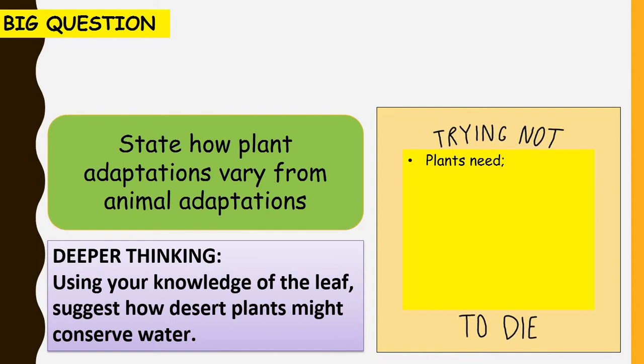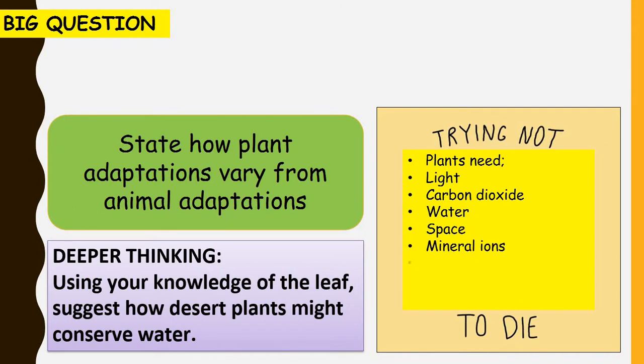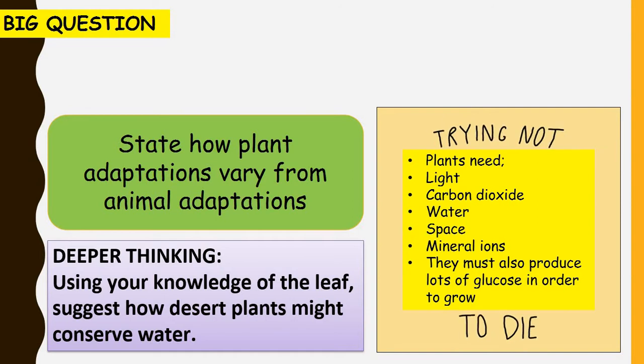And into this first statement, so really we're thinking about what do plants need? Plants and animals are adapted in various ways depending on the demands of their environment and what they require to survive. So we can think about the different adaptations a plant will have depending on what the plant needs. And of course, plants need light, carbon dioxide, water, space to grow, mineral ions, and they must also produce lots of glucose in order to grow. Of course, plants are producers. They make their own food, using energy from the sun in photosynthesis to make their own glucose. And that glucose is used for growth and for building other molecules.